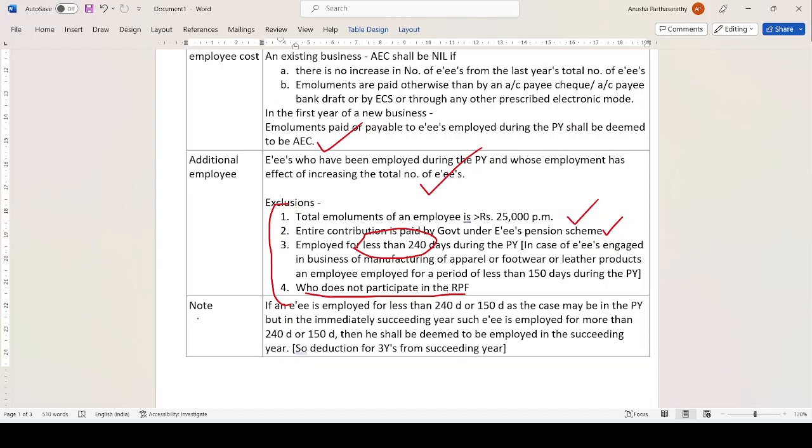So now there is a note. For the current year, I have been employed for less than 240 days or 150 days as the case may be. But in the immediately next year, I have been employed for a period of more than 240 days or more than 150 days as the case may be. So the provision states that I shall be deemed to be employed in the succeeding year.